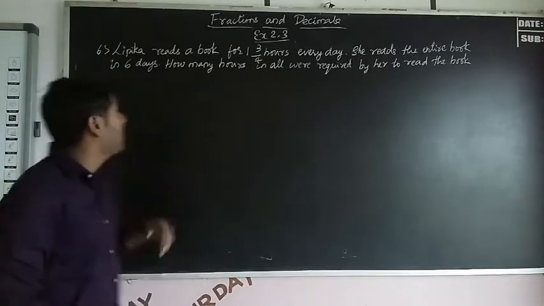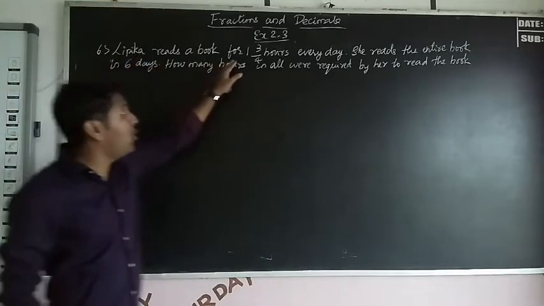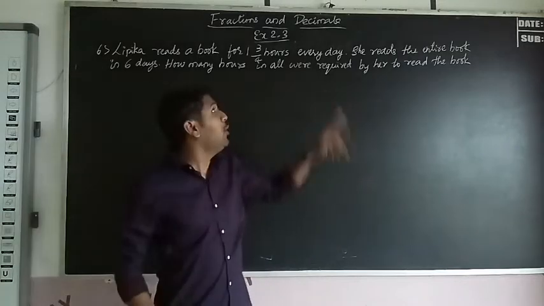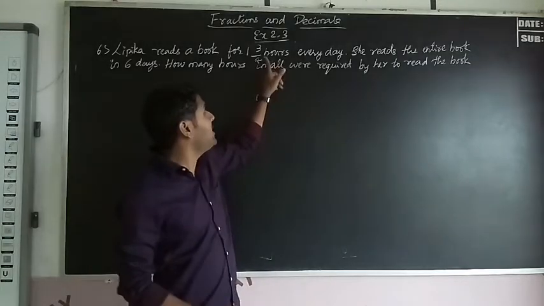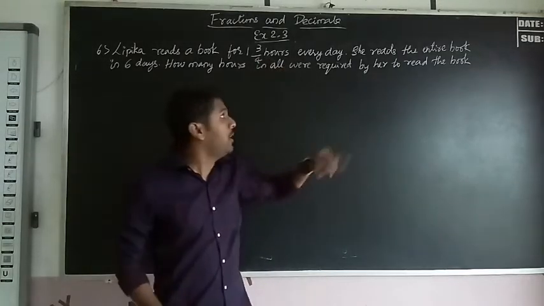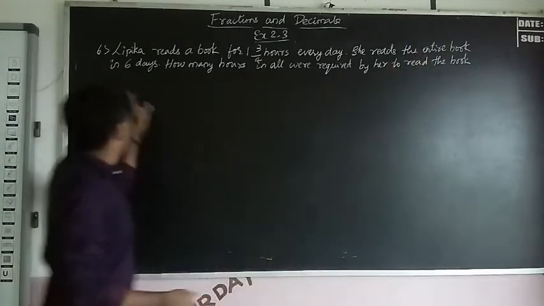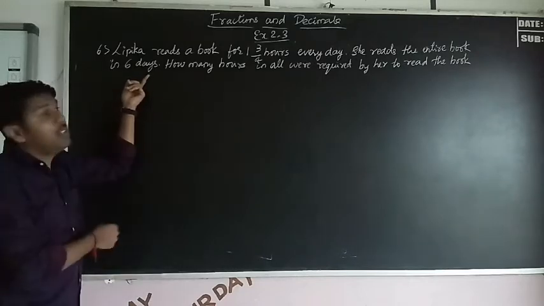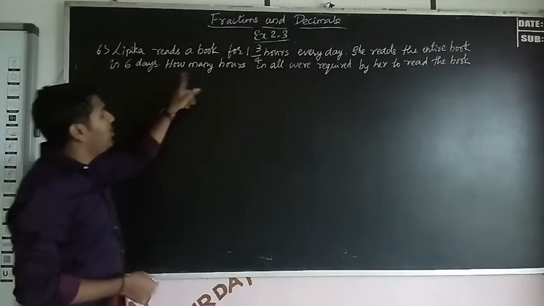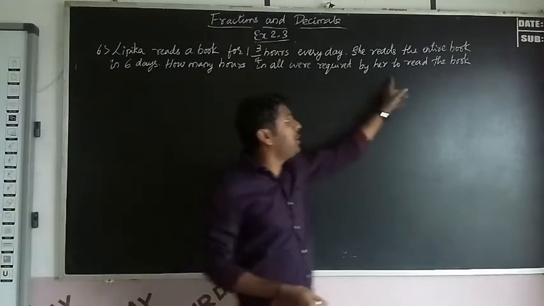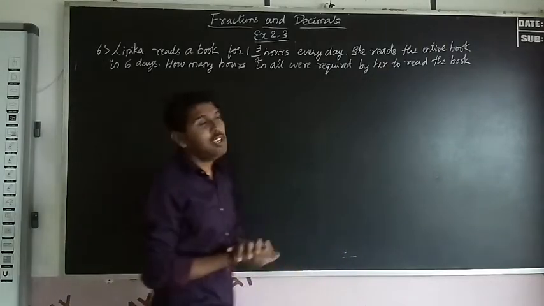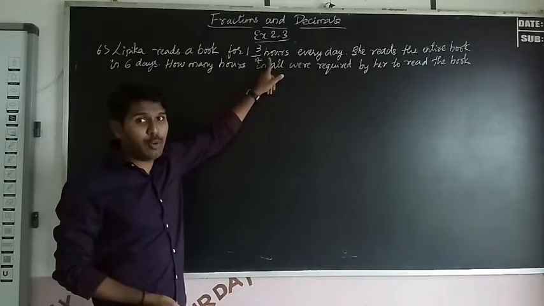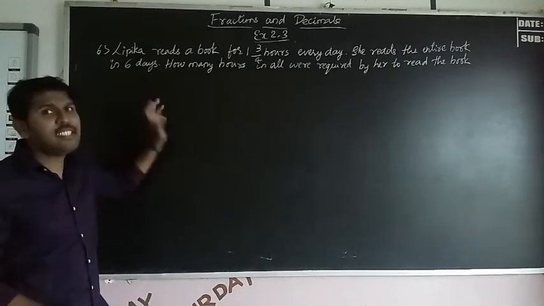So next question, the 7th one. Lipika reads a book for one integer 3 by 4 hours every day. For every day, that means for one day she reads one integer 3 by 4 hours. She reads the entire book in 6 days. So she takes 6 days to read one book. How many hours are required by her to read the book? Okay, how to solve this one? How many hours? For one day, one integer 3 by 4 hours. For 6 days, just multiplication.